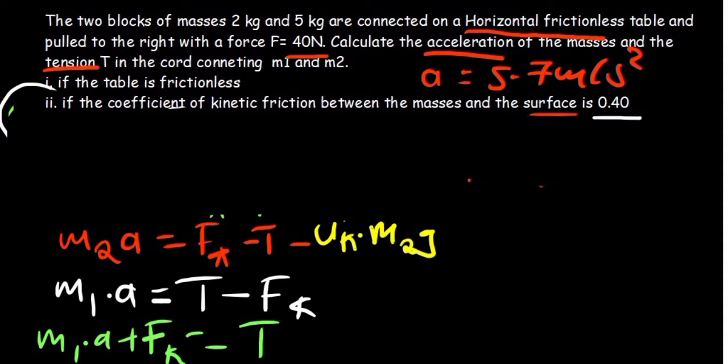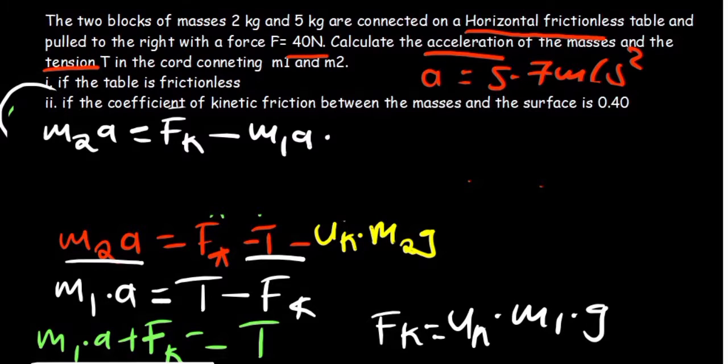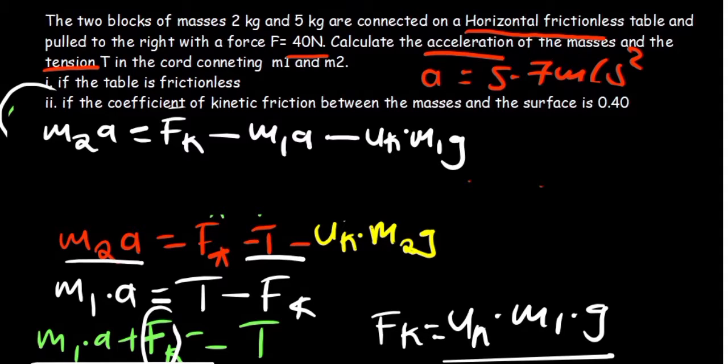So let's have some space. Okay, so on the left hand side, we'll maintain the force applied. At the point where we have tension, now we can plug this in. So we have minus m1a minus its force of friction, which is given as its coefficient of friction multiplied by its mass multiplied by gravity, which is the normal force. So we have minus mu k m1g, then minus mu k multiplied by m2g.